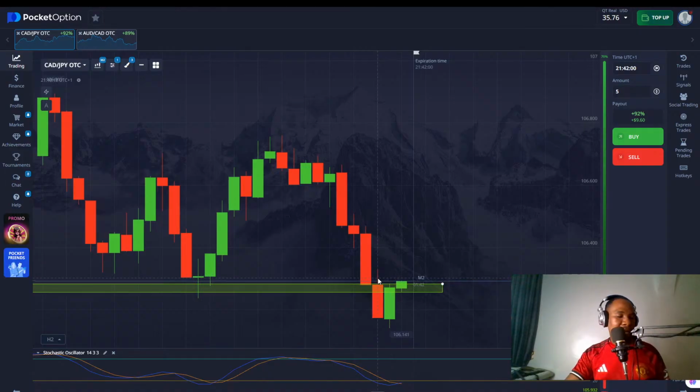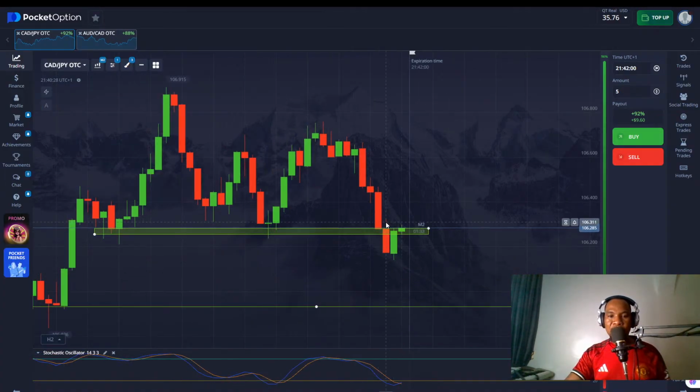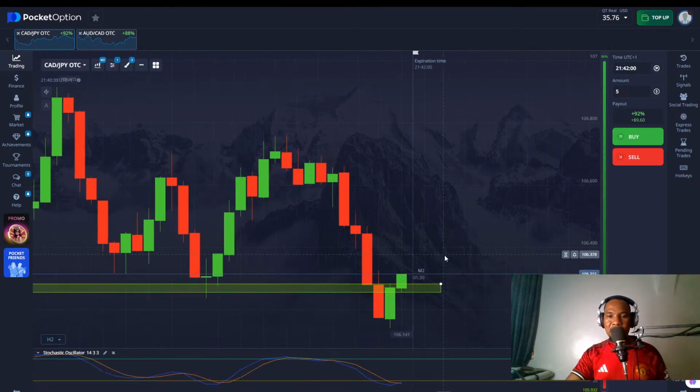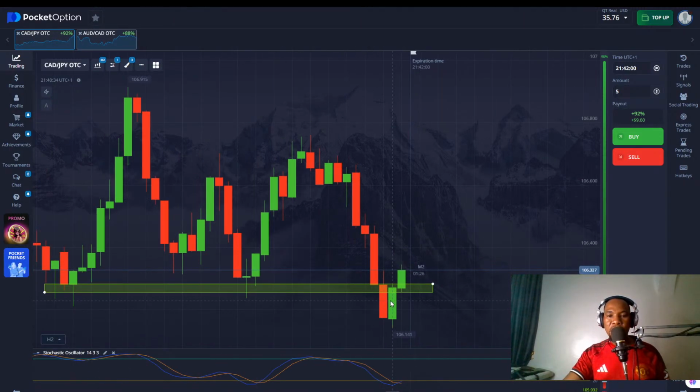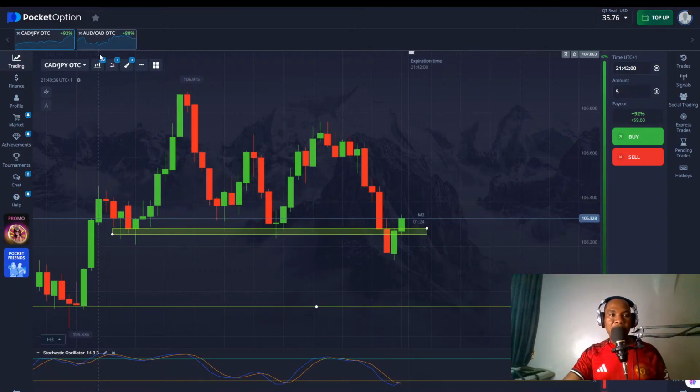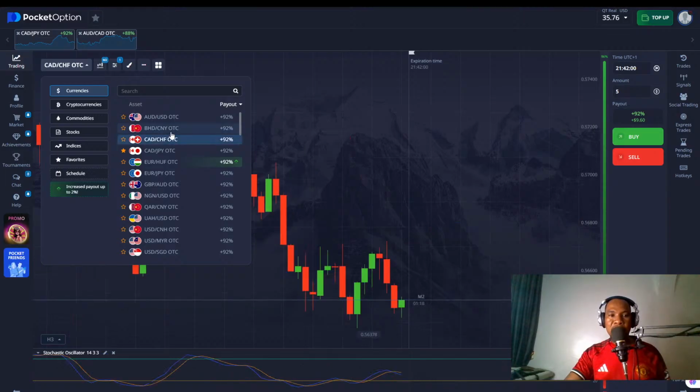However, I looked at this selling pressure from here. That was why I entered. So there's a selling pressure here, since the sellers are no longer in the market. So this is what we call fake out. Fake out. Alright, so I'm just going to look for another currency pair.